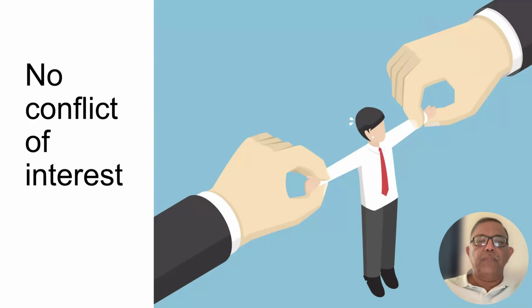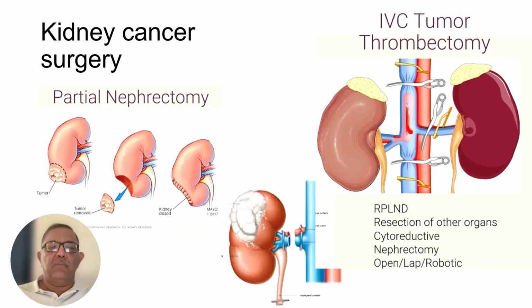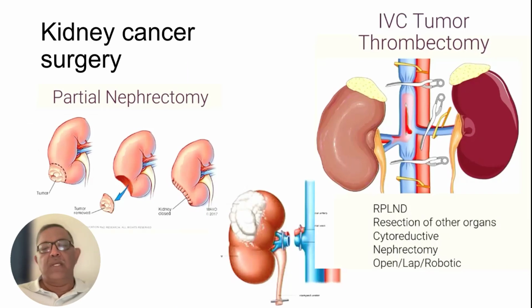We know that kidney cancer surgery is a complex surgical procedure which includes partial nephrectomy for small localized kidney cancers, particularly for T1A disease and sometimes also T1B cancers, to radical nephrectomies, which is for larger kidney cancers, and then advanced kidney cancer surgeries, which is for patients who have locally advanced disease, and also for patients who've got IVC thrombus, which can be from level 1 to level 4.